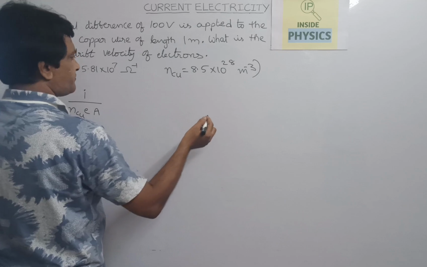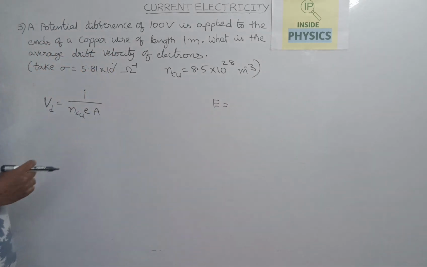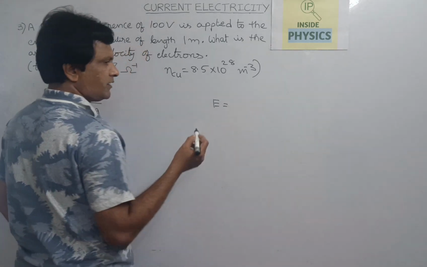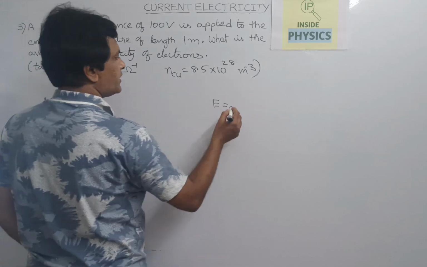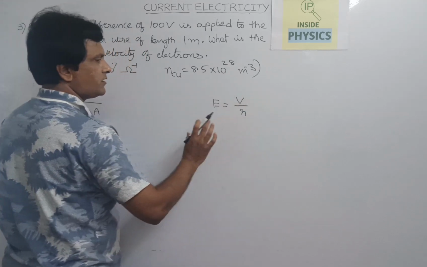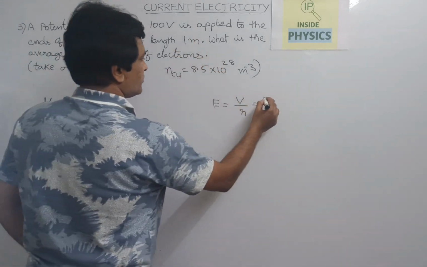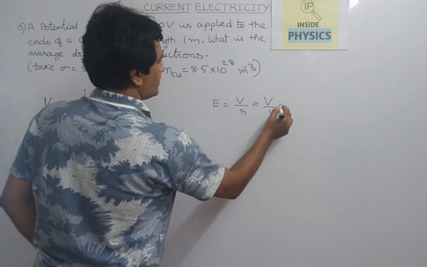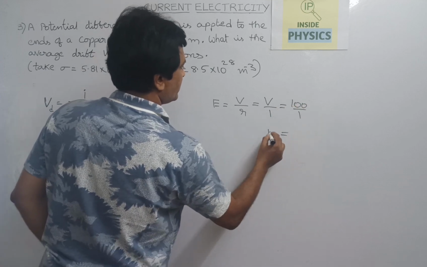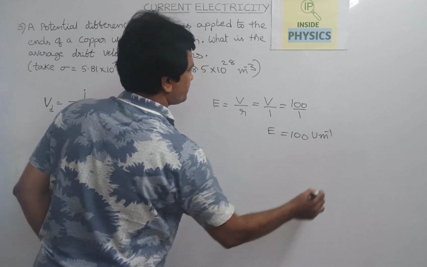So we know that whenever there is a potential difference, there is an electric field developed across the conductor, and that electric field, as per the relation with potential difference, is V by d. d is the distance between the two ends of the conductor, here that is 1 meter. So V by 1, that is 100 by 1 volts per meter, so E is equal to 100 volts per meter.